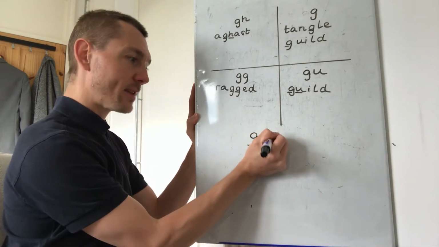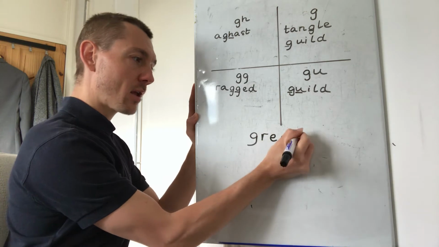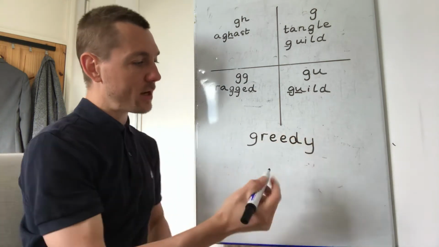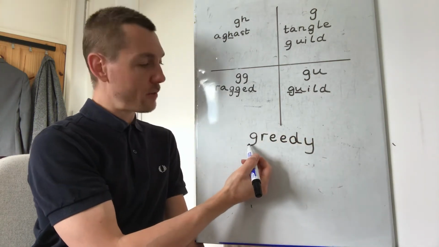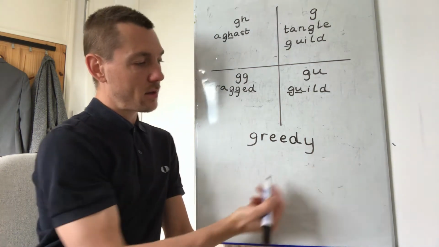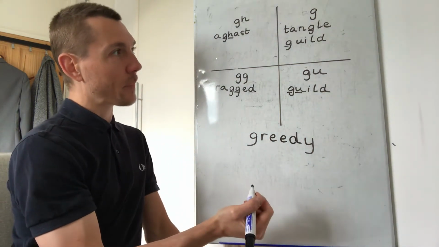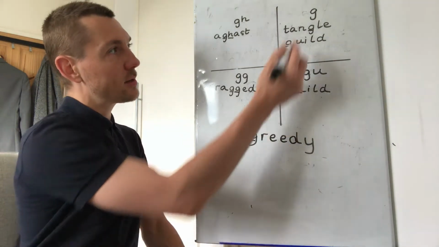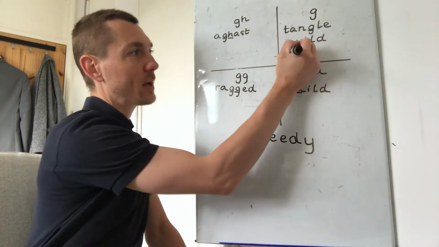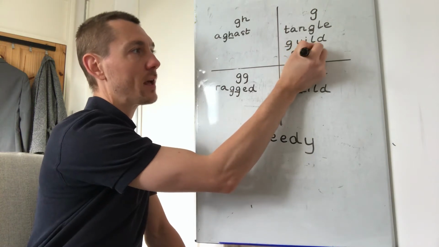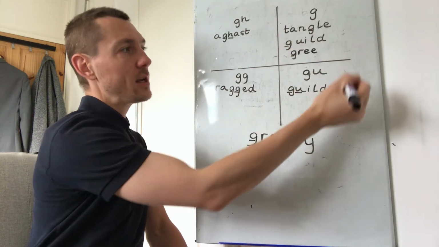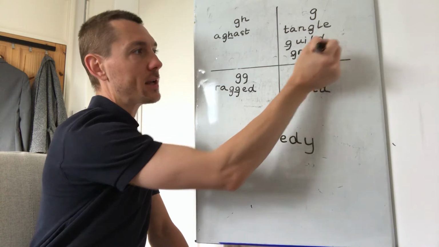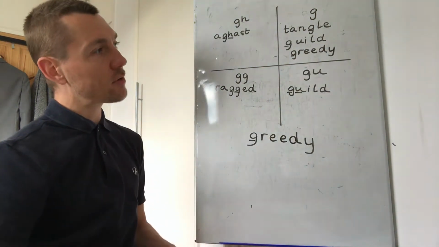This is a 2-syllable word, and the word is 1, 2, 3. Greedy. Good. And you're right, just the G on its own that time. With tangle and guild, we have G, R, E, gree, D, E, D, greedy.